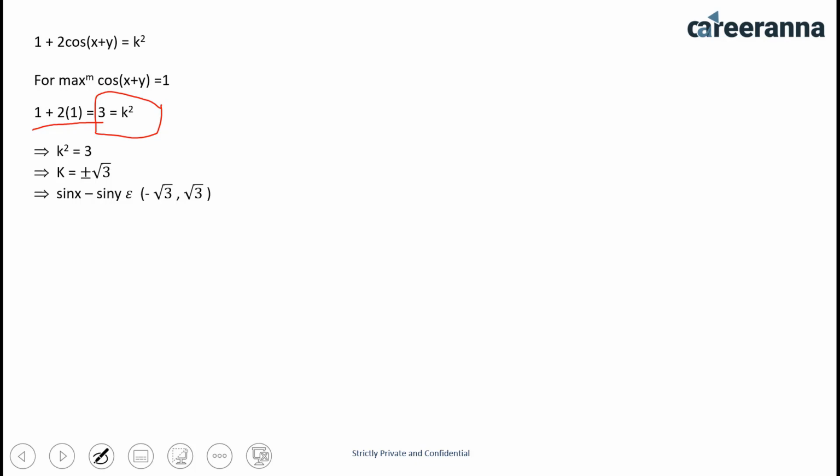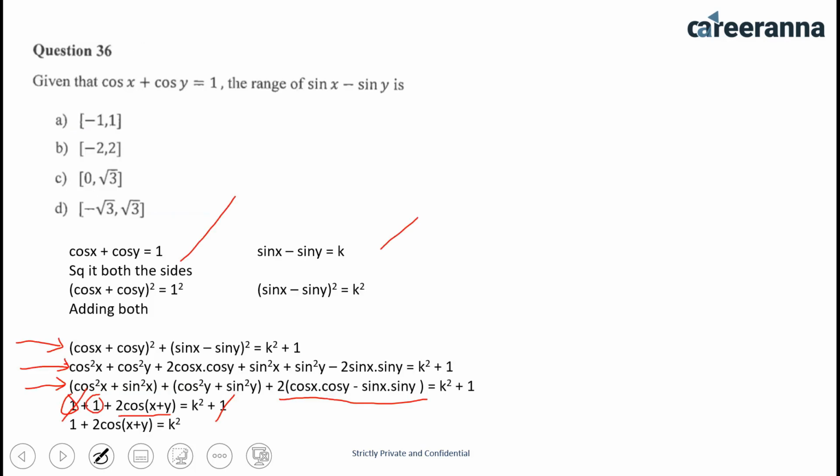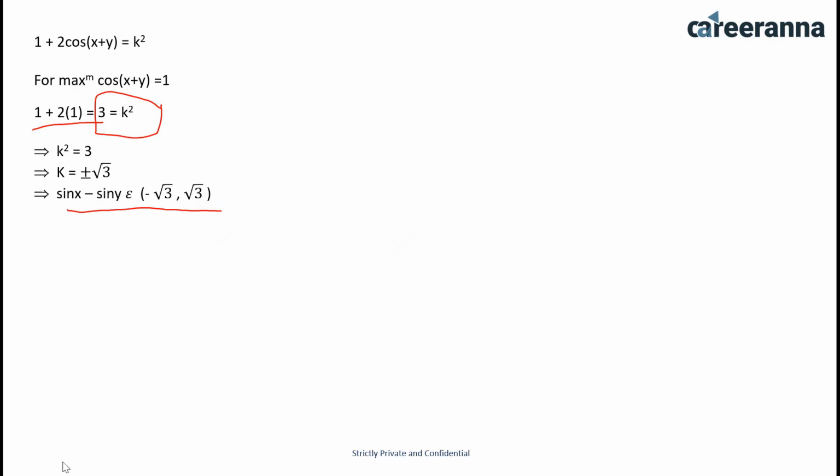K comes out to be plus minus root 3. So the range for sin x minus sin y comes out to be minus root 3 to root 3. Hence our answer to this question is option D. Let's move on to our next question, question number 37.